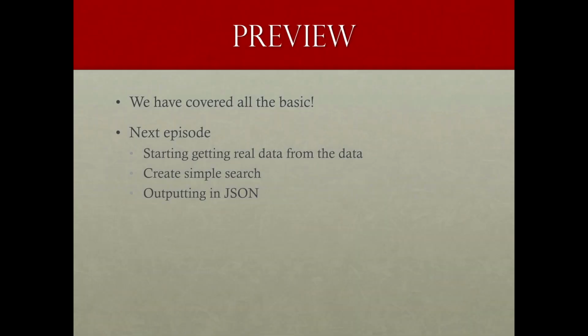We have now covered all of the basics that we need in order to start creating an actual API or REST service that's actually useful. So in the next episode, we're going to start getting real data from the Oracle database. We're going to be creating a simple search, and we're also going to be outputting all of this into JSON format, and creating a simple front web page to do all of this stuff. So it's really going to be neat on the next episode.